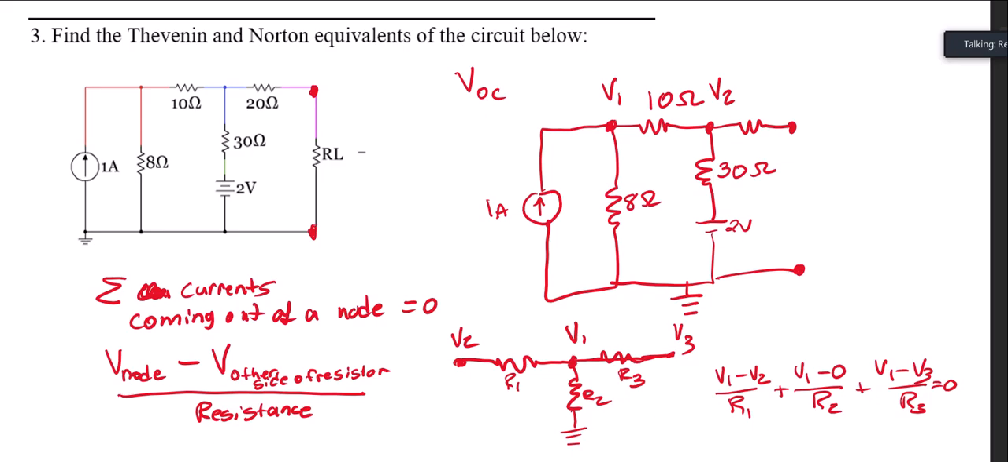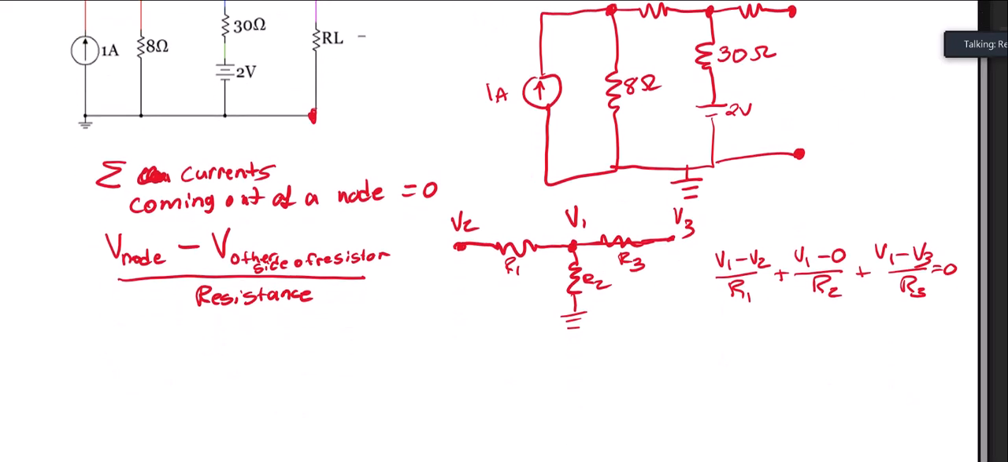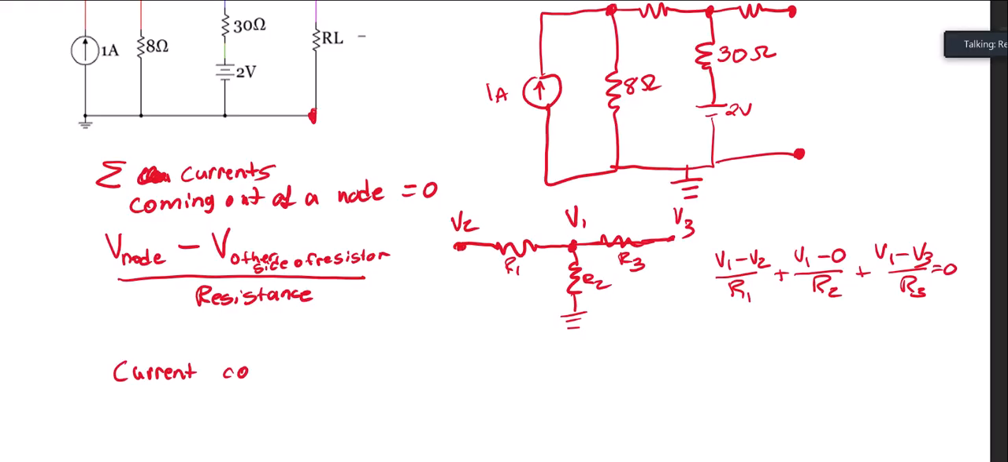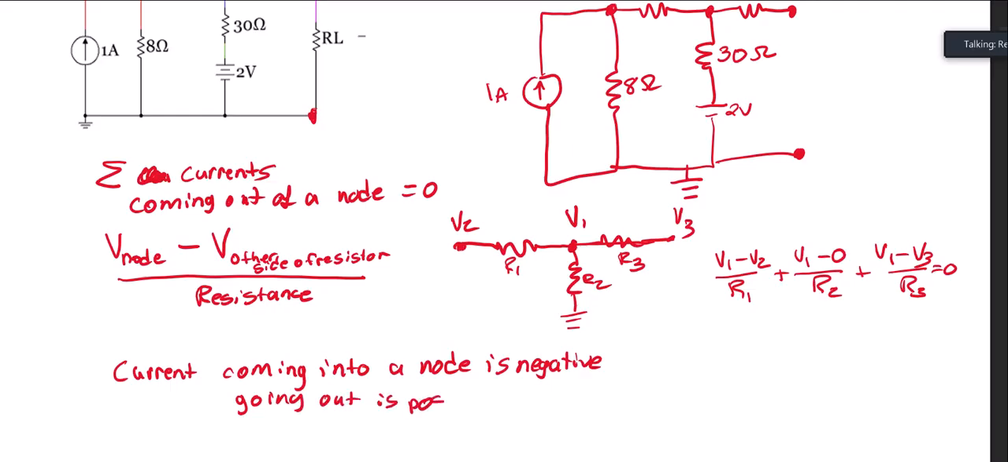Another way that you can have the currents coming out of the node is if the currents are explicitly given, like you have a current source. So a current coming into a node is negative, and going out is positive.